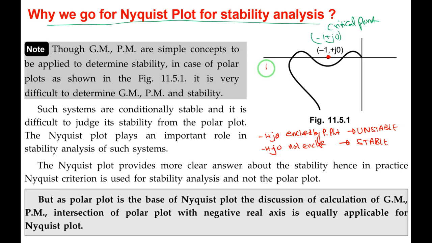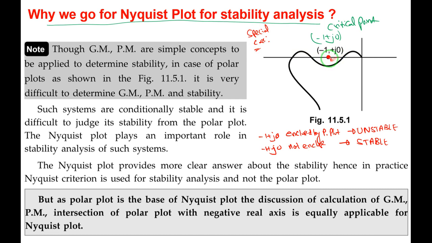See, if the point minus 1 plus j0 was here, it is outside. It is not enclosing, so the system would have been stable. If the polar plot is like this, then it is enclosing. But this is a special case. You can observe, I cannot say whether this is enclosed or not enclosed.